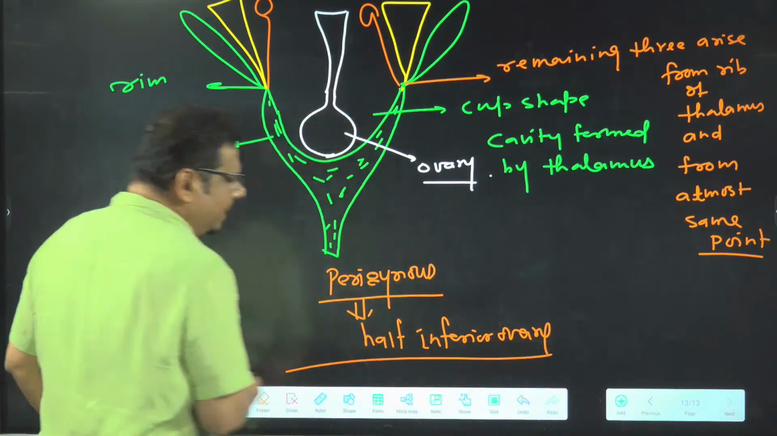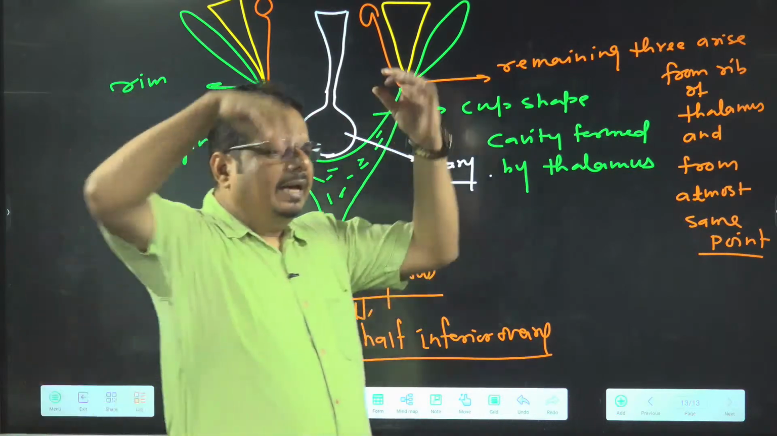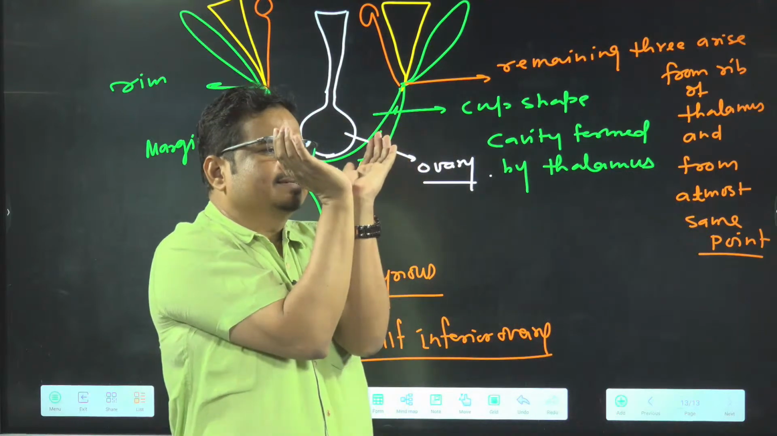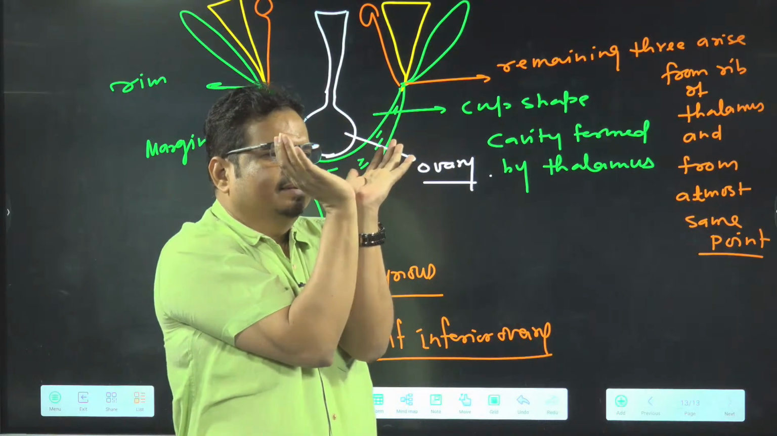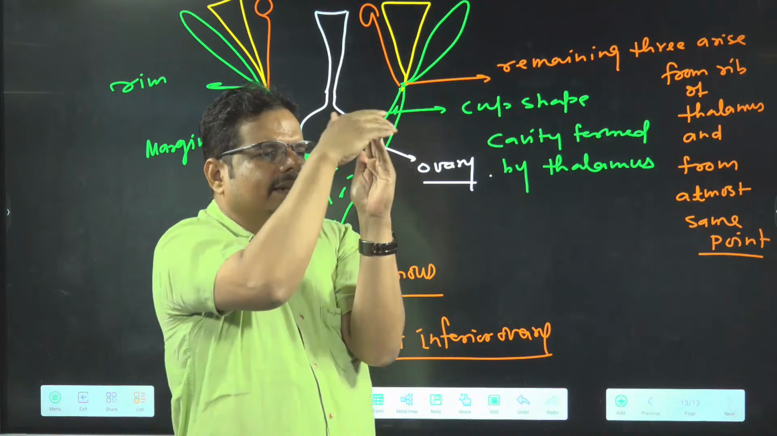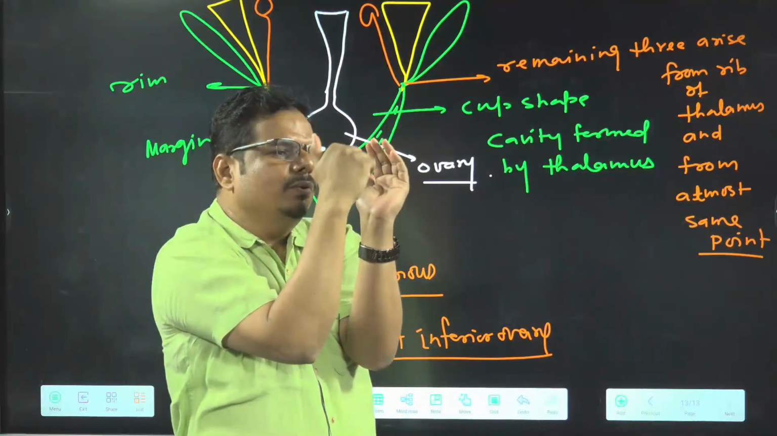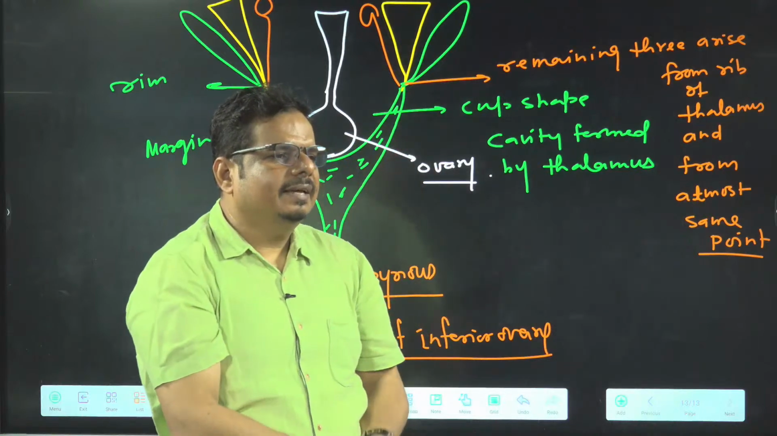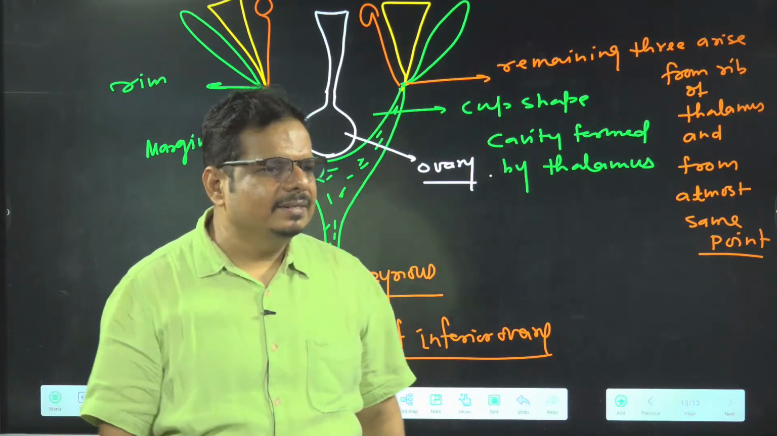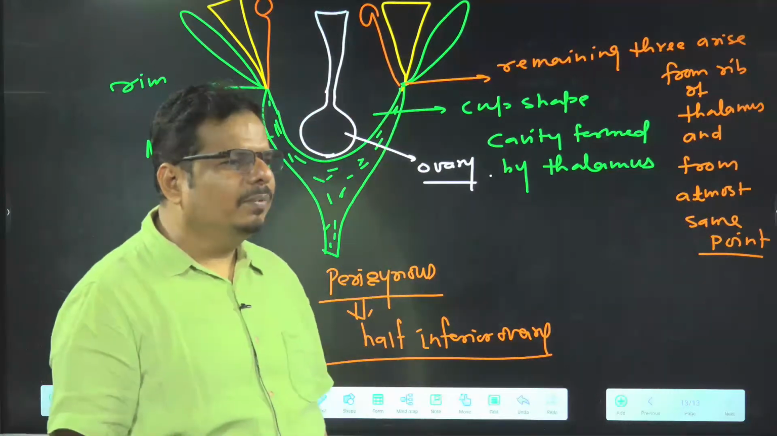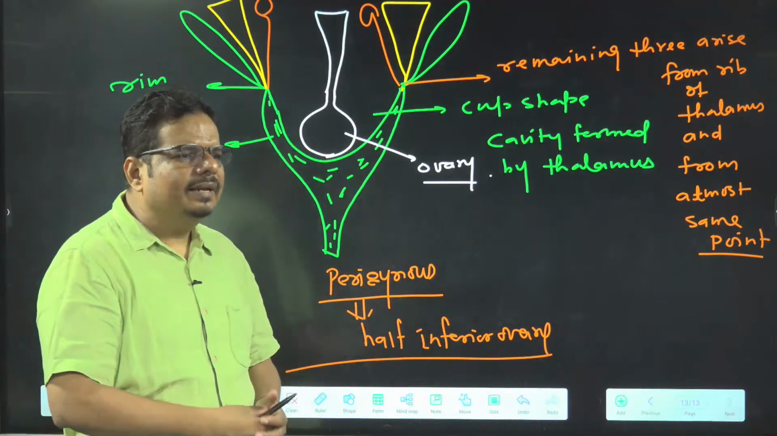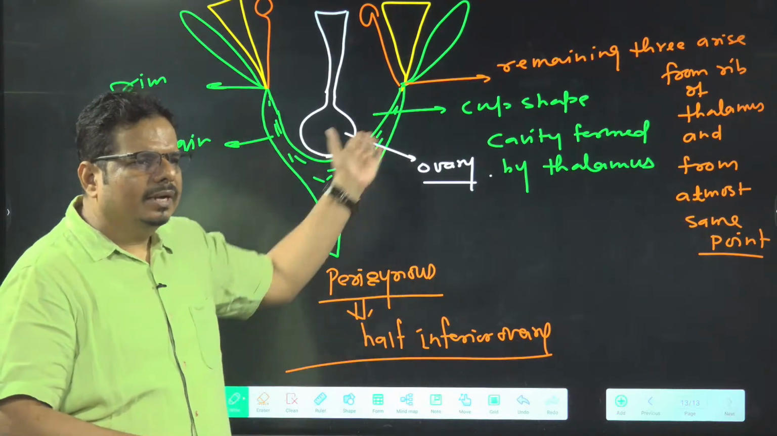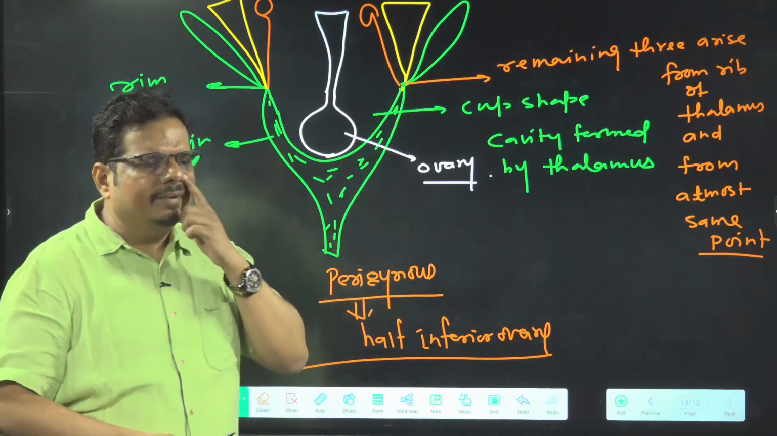So in the perigynous condition, what are you finding? The thalamus becomes like this. See, it looks like this. A cavity is forming. It is the margin. It is the rim. And inside the cavity, who is there? Ovary is there. And from the rim, the other three floral whorls are arising. Perigynous is over. If you know that much information, nothing more will be asked in NEET. You know the example: plum, peach, rose. You know the character. You know how to identify the diagram.